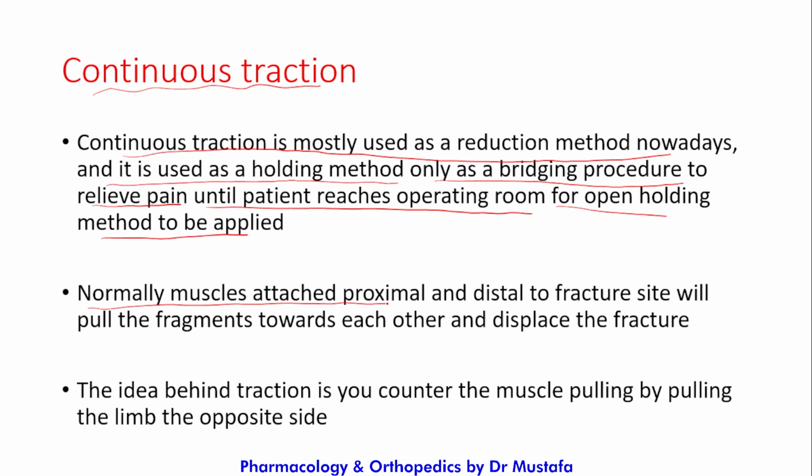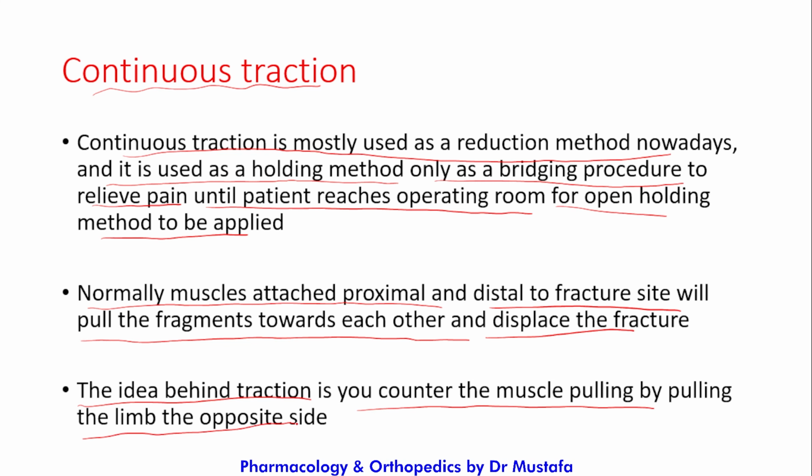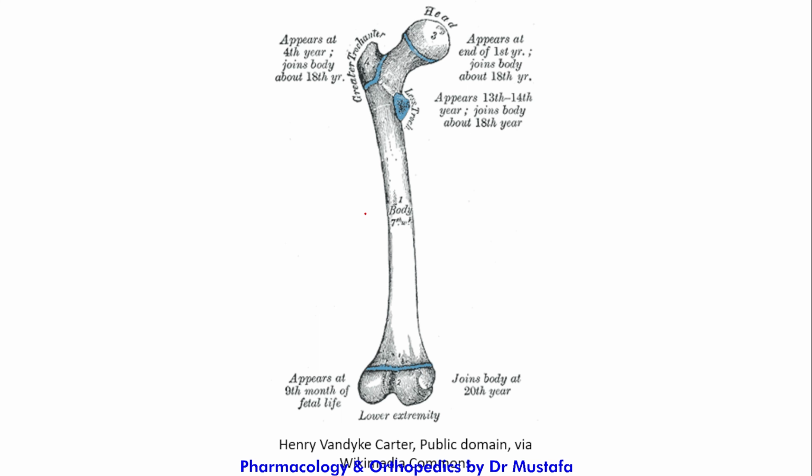Normally, muscles attached proximal and distal to the fracture site will pull the fragments towards each other and displace the fracture. And the idea behind traction is that you counter the muscle pulling by pulling the limb to the opposite side. So let's say we have a femoral shaft fracture right here, and we all know that there are muscles coming up and attaching down, and those muscles will exert a force that pulls the distal fragment, which is this one, proximally, so towards this side.